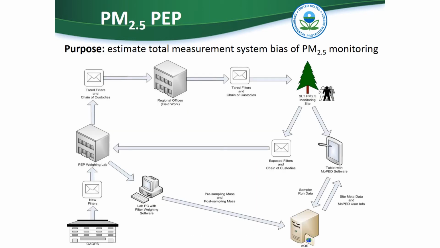This slide shows a sequence of activity and flow of information. Starting at the bottom left corner, OAQPS sends filters to the PEP weighing lab for pre-exposure weighing to establish a tare weight. The filters are sent to the regional offices. During these audits, the PEP auditor will co-locate a portable FRM PM2.5 sampling instrument with the PQAO's primary PM2.5 instrument to operate simultaneously. The PEP filter is retrieved from the PEP audit sampler, sent to the PEP weighing lab where it is weighed, and the results analyzed and uploaded to AQS.